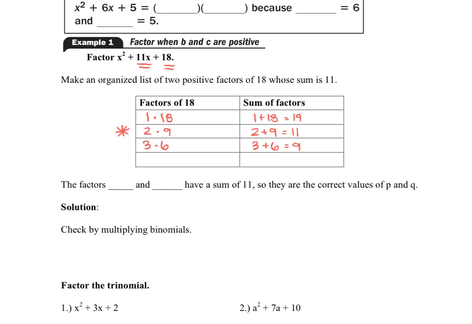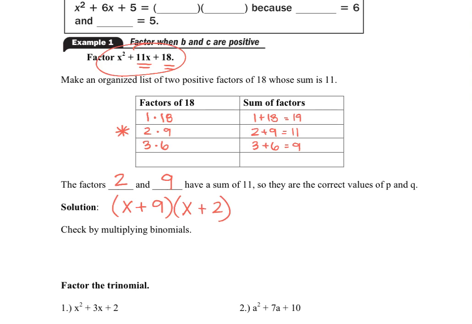So we know that 9 and 2 would be the pair of numbers that we need. So the factors 2 and 9 have a sum of 11. So they are the correct values of P and Q. So we know that this trinomial factored would be X plus 9 times X plus 2. And again, as I mentioned before, it doesn't matter if you put X plus 2 times X plus 9 or X plus 9 times X plus 2. It makes no difference. And then you don't have to do this step, but I am going to show you that you can very quickly check that you got the right thing by multiplying the binomials, which is what we did in our last lesson.